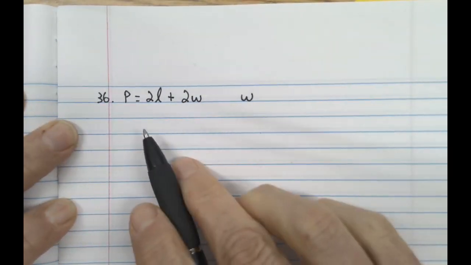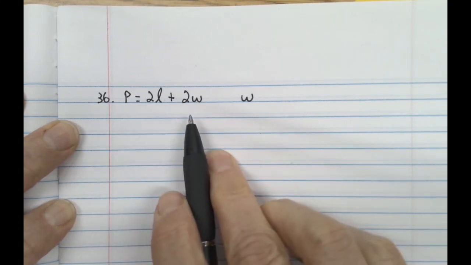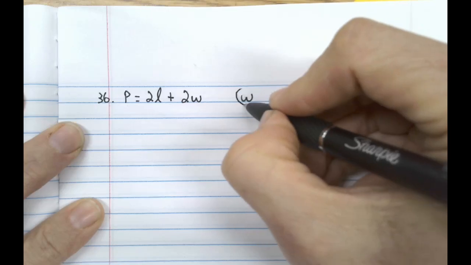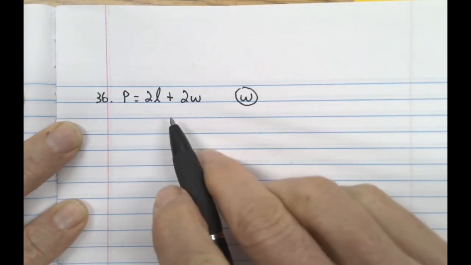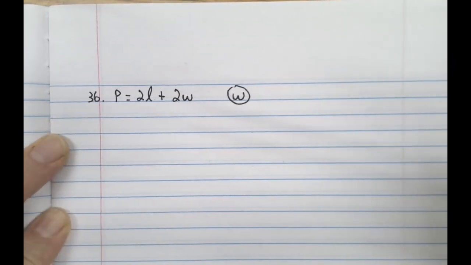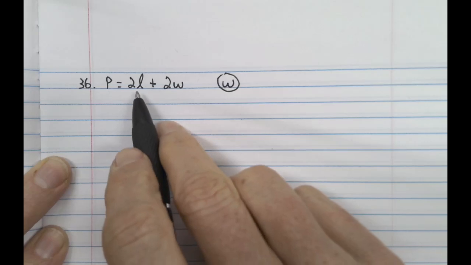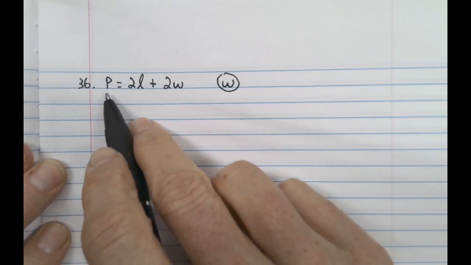Alright, so when you get a problem like this that has 3 variables, and they ask you to solve for one of them, that means you are going to have letters in your answer. Your answer is not going to be like W equals 2 or W equals some number. My answer is going to have L in it, and it's going to have P in it. Okay.